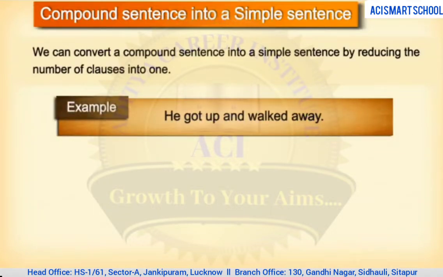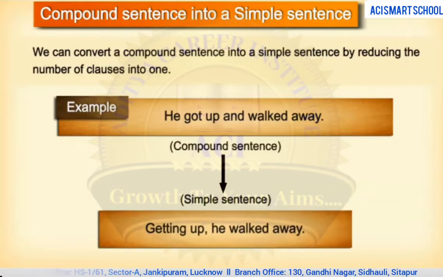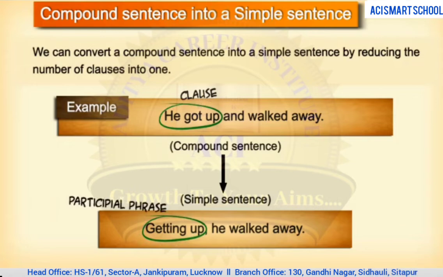He got up and walked away. This is a compound sentence. Now, its corresponding simple sentence will become, getting up, he walked away. Note, here we reduce the clause, he got up, into the participial phrase, getting up, thereby leaving only one clause in the sentence, he walked away.